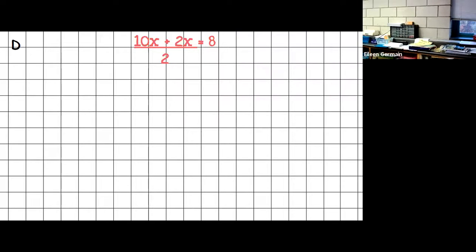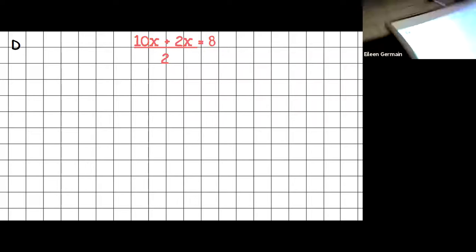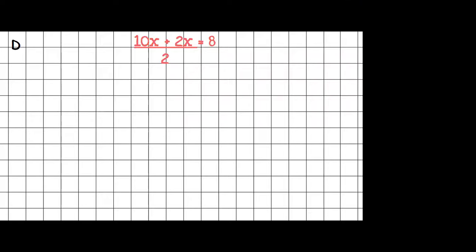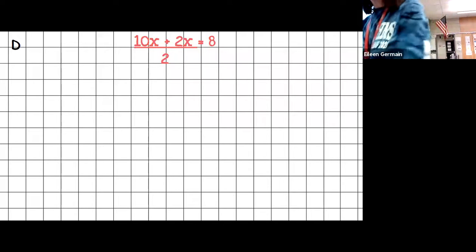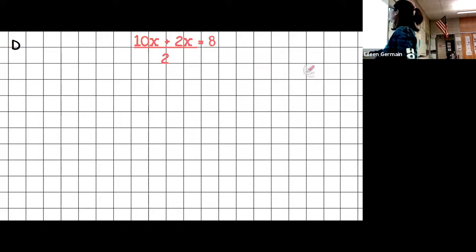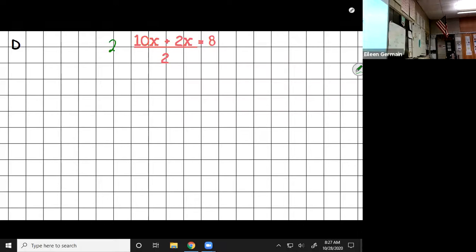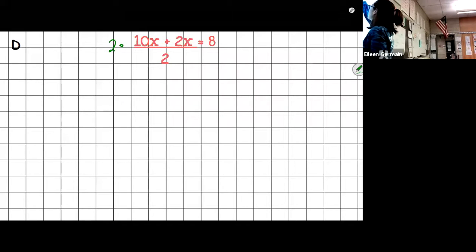Can I have Connor unmute, and can you tell me the first step that you did here, or that we can do here if you didn't get a chance to do this one? What I did is, it says 10x plus 2x divided by 2. I multiplied 10x and 2x by 2 along with the 8, because what you do on one side, you do to the other, to undo that division. Okay, perfect. So he multiplied each side by 2. Good, because this is divide by 2 here, so to undo that, you would have to multiply each side by 2.